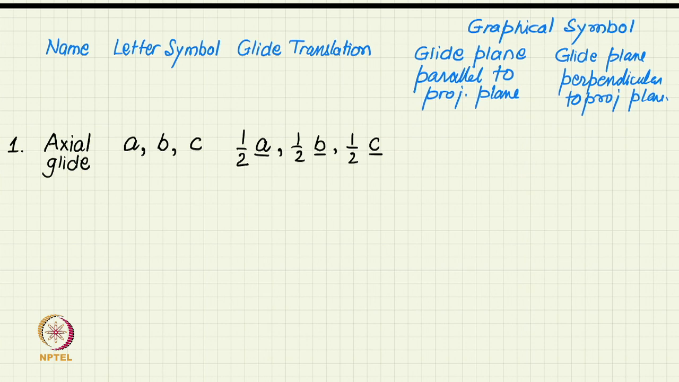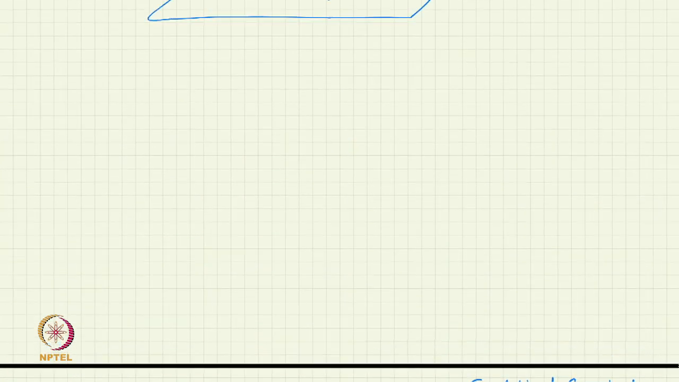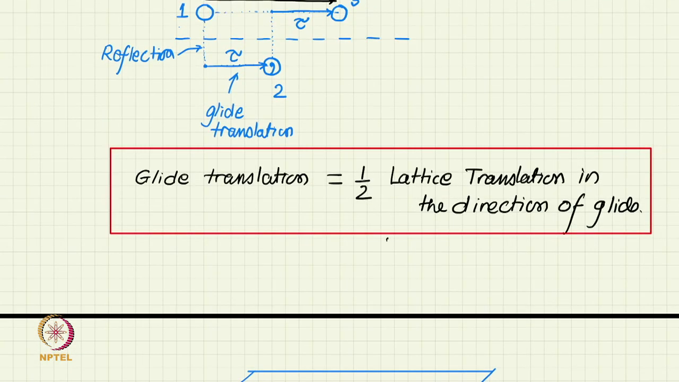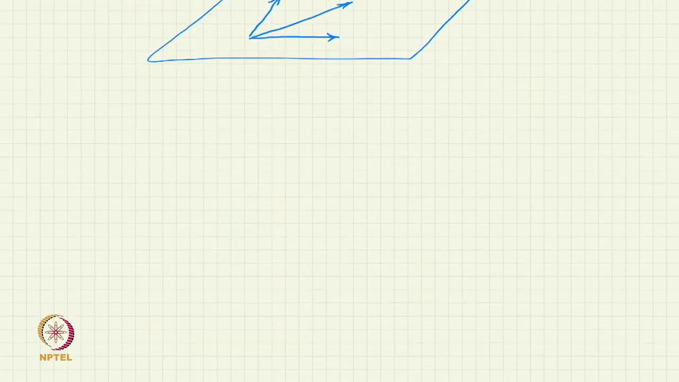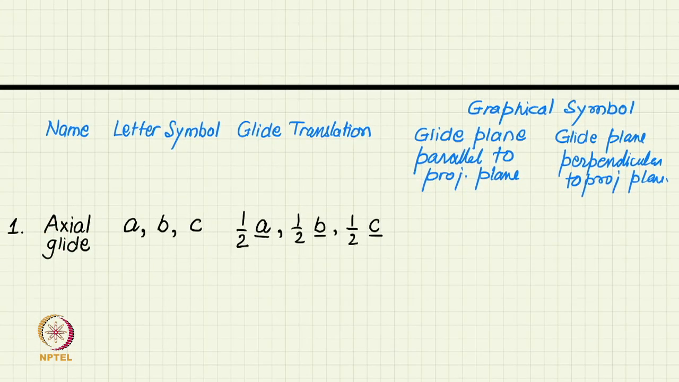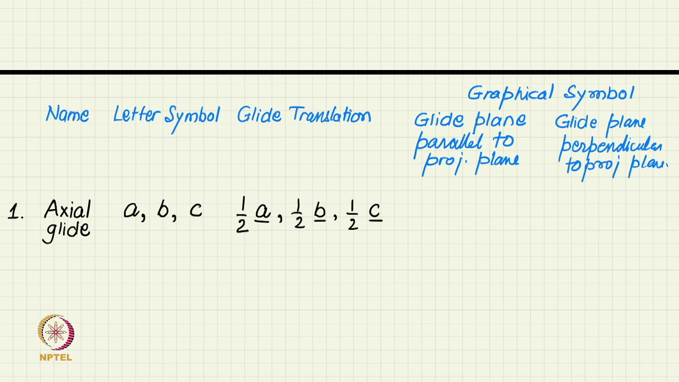So, we have axial glide, and we have seen that the glide translation is half of the lattice translation, and we know that the lattice vectors a, b and c are the corresponding translations in those directions. So, half of that will be the glide translation.